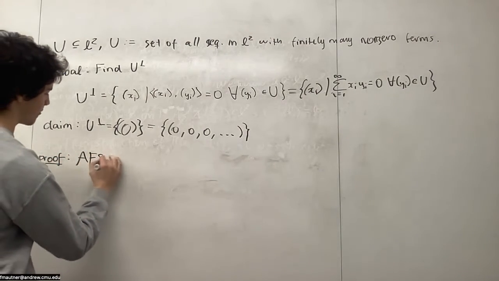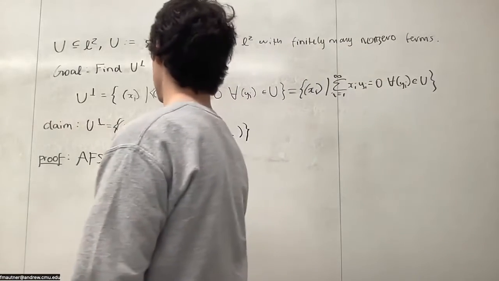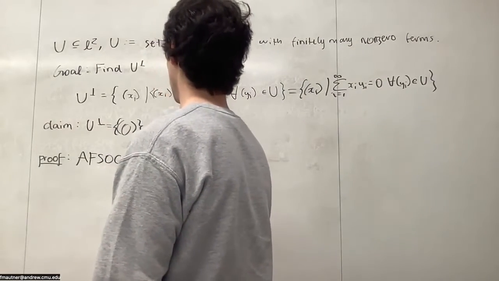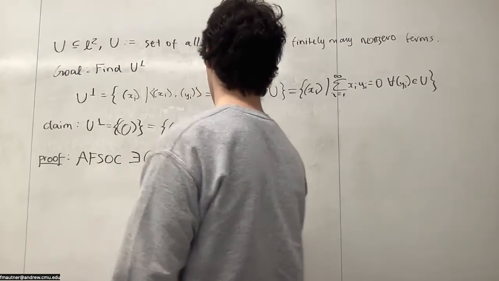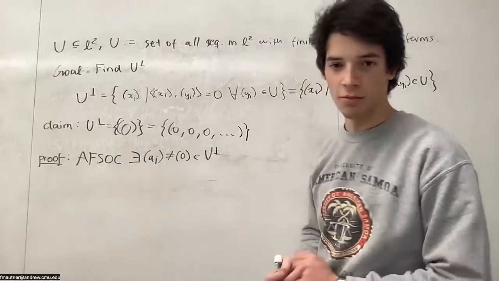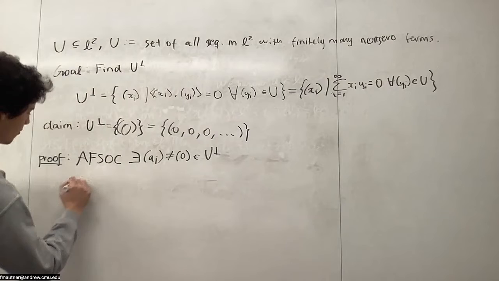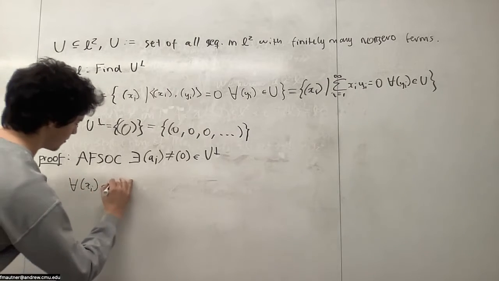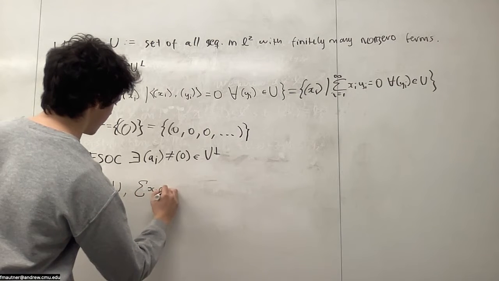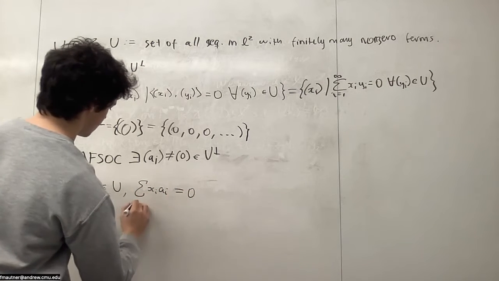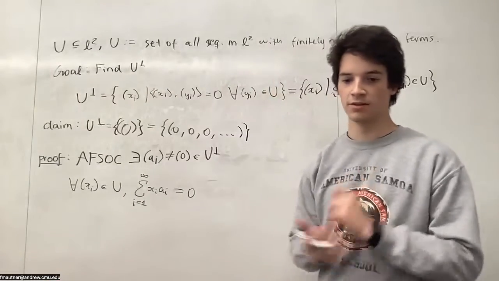So we assume for the sake of contradiction. And now what do we want to assume for the sake of a contradiction? That there exists some other vector, some other sequence, let's call it a sub I, that is not the 0 vector in U complement, the orthogonal complement of U. And what does that mean? That means that for all x sub I in U, the sum of x sub I, a sub I, has to be 0, from I ranging from 1 to infinity.